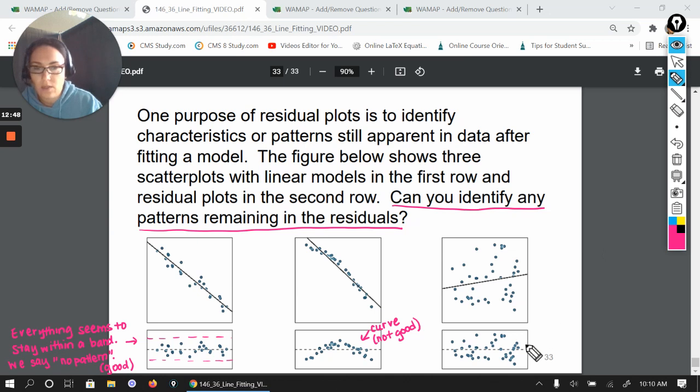For the last one, we can also see that there is no real pattern in the residual plot, so I could draw this bandwidth again. All the data seems to stay within that. So, no real pattern here, which is also good. But we can also see that for a linear model, this relationship is pretty weak.